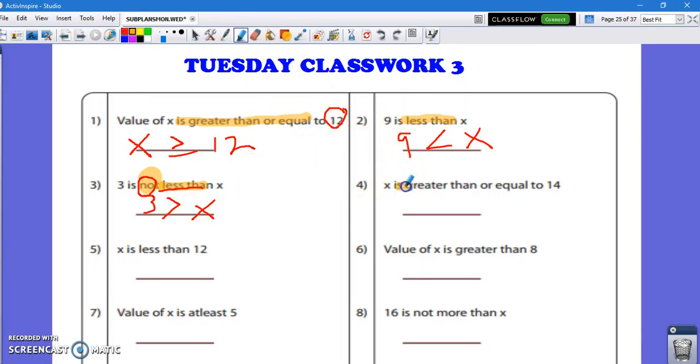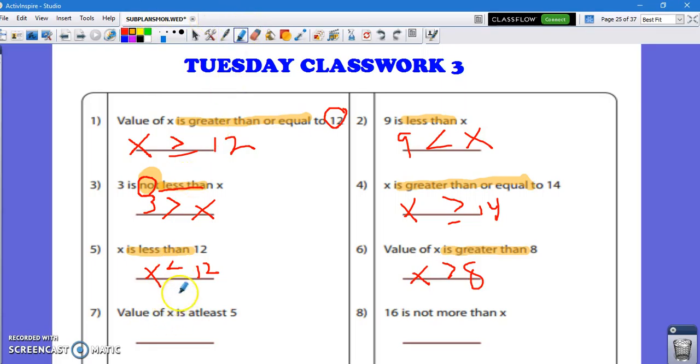This one, 3 is greater than or equal to 14. That one didn't have the word not, right? So you know you're going to do the greater than or equal to 14 with x. Next one, x is less than 12. Didn't have the word not again, so be careful when you're reading. X is less than 12. Our next one, value of x is greater than 8.